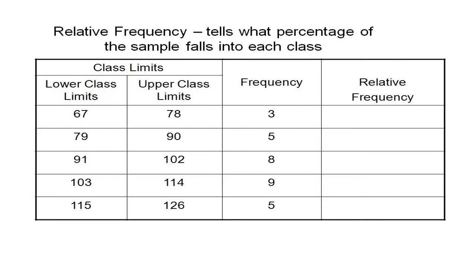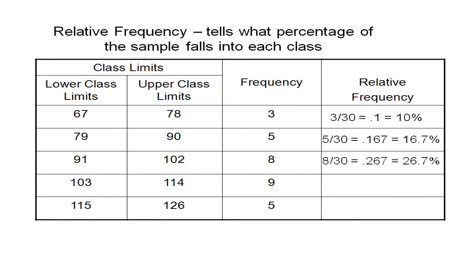Relative frequency. How do we get the relative frequency? Not cumulative, the relative. What is your frequency? What is the sum of the frequency? It starts with 30. So we take 3 divided by 30, right? Now, what about the next one? 5 divided by 30. Good. 5 divided by 30, 8 divided by 30, 9 divided by 30, and what? 5 divided by 30, right?